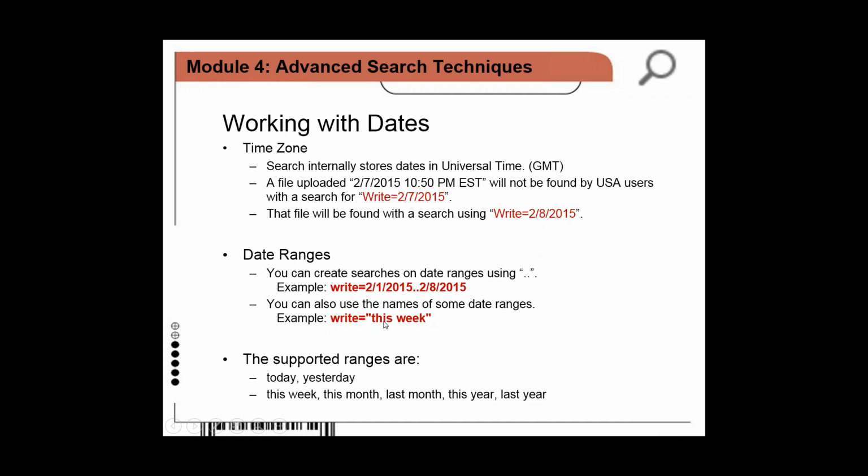We can also go out and use a handful of reserved words, very nice little shortcuts. So I can go out and search on any date field with the keywords today, yesterday, this week, this month, this year, and last year. All of these are very nice little shortcuts as long as you're aware of this GMT issue. Because when I search for yesterday, it's searching for yesterday in universal time in London.